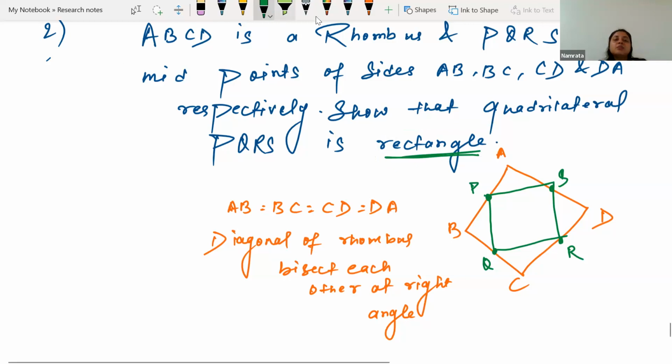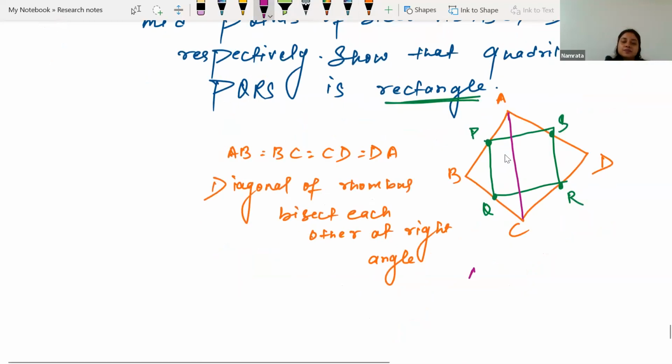So let's take the help of diagonal. Just like the previous question, we will be drawing a diagonal. Let's say diagonal AC. Now in triangle ABC, we can apply the midpoint theorem and say PQ will be parallel to AC and PQ will be equal to half of the length of AC.